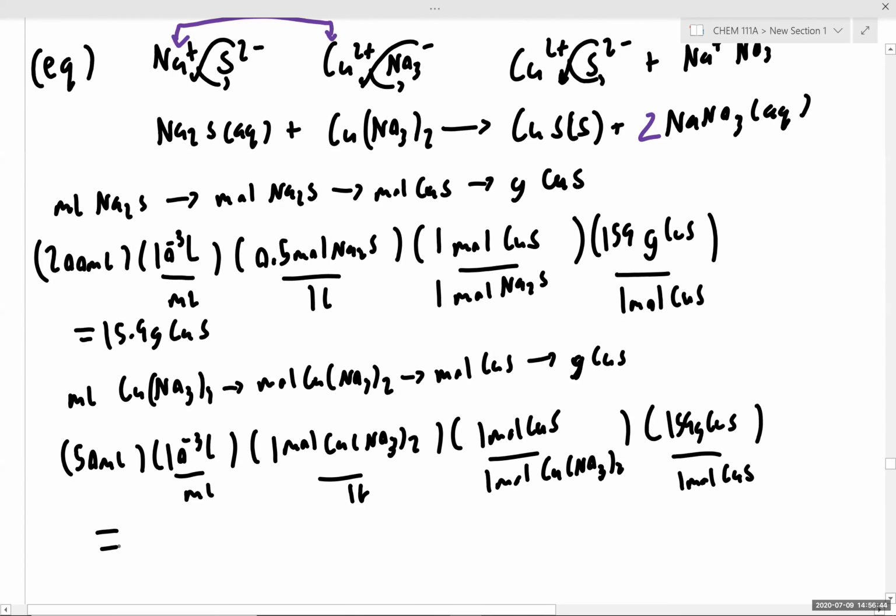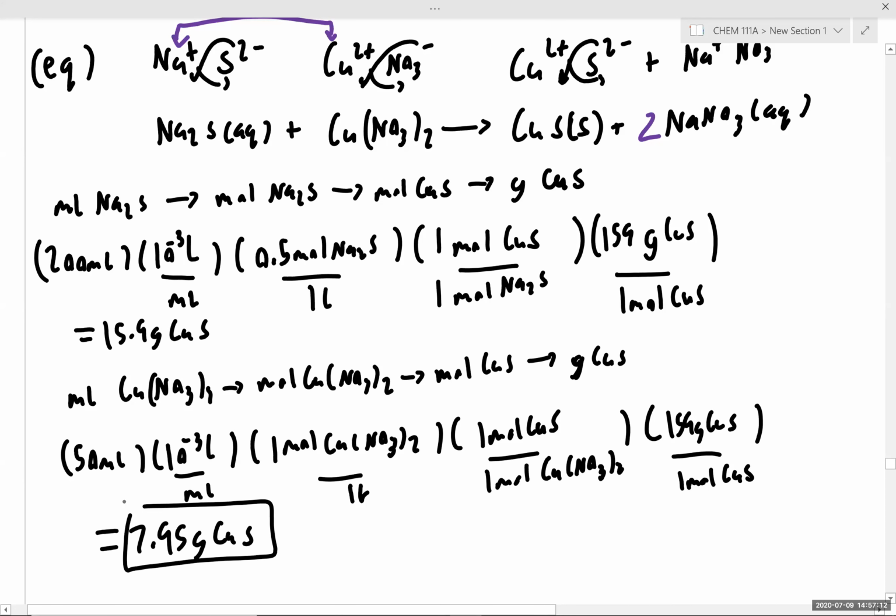So punching this into our calculator, that in turn gives us 50 over 1,000 times 159. That in turn gives us 7.95 grams of copper sulfide.